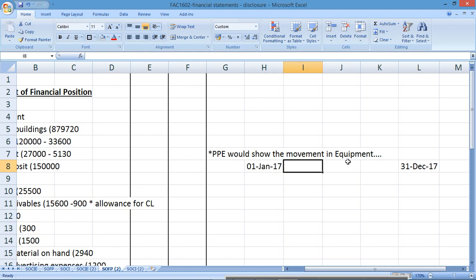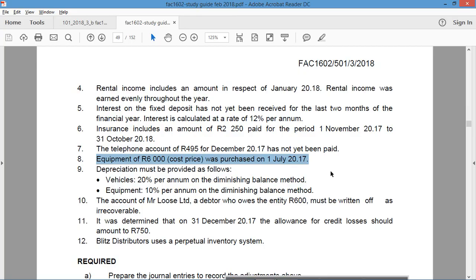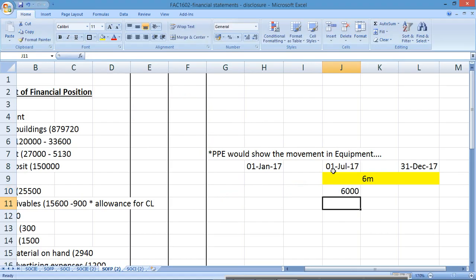So if it's mid-year, how many months did I have the equipment for? 6. Yes, half the year. So 6 divided by 12, and that affects the depreciation. How much was the asset? 6,000. Okay, so 6,000 new was bought on the 1st of July. Have I used it for the year? You've only had it for 6 months. The whole year? No. Exactly.